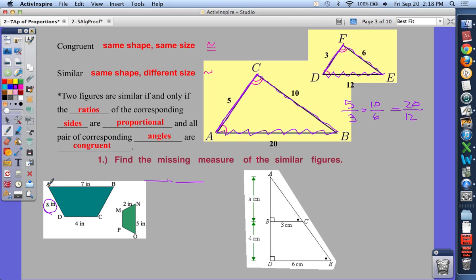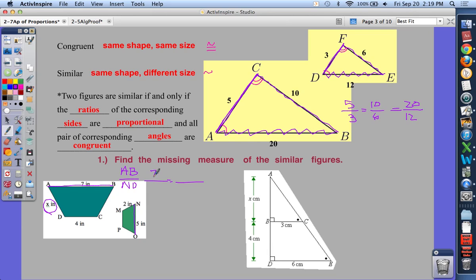So let's talk about AB. AB corresponds to what side on the other figure? AB is like the long base on the trapezoid, so that would be the same as NO on the other trapezoid. So AB should correspond to NO.